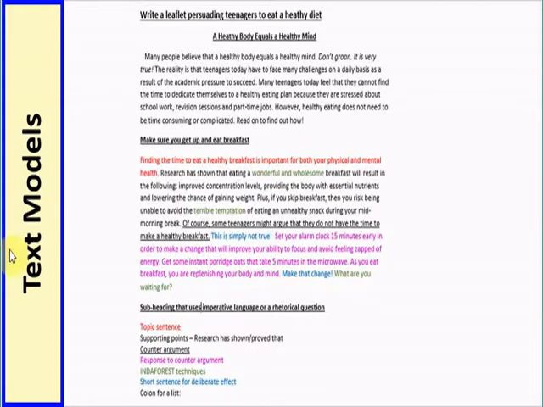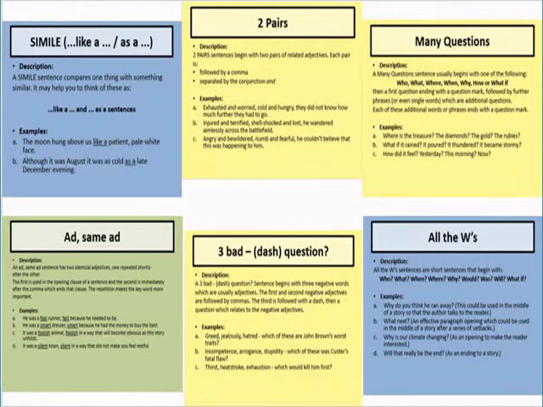So we've seen what a good one looks like, and now we need to look at our Alan Pete sentences that we might want to include. This isn't all of the Alan Pete sentences, but these are some that might be useful specifically for your persuasive writing. So a simile, you probably already know how to do a simile. It's just a sentence that compares one thing with something similar.